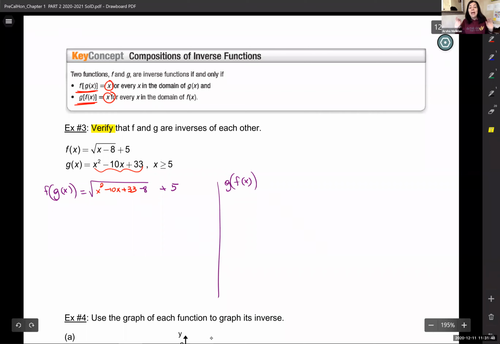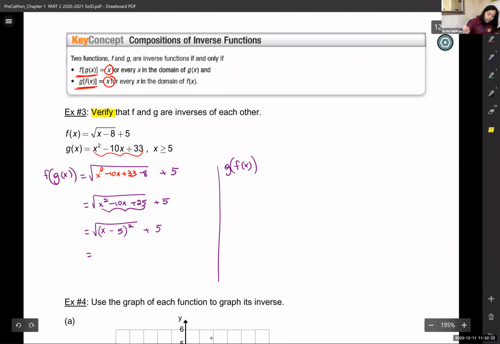Okay, this is like magical. Check out what happens. Inside there, I get x squared minus 10x plus 25 plus 5. Check out the magical action here. This factors: x minus 5, x minus 5, which is x minus 5 squared plus 5.